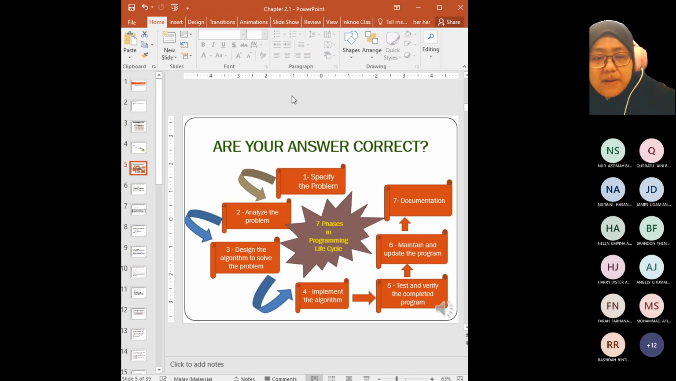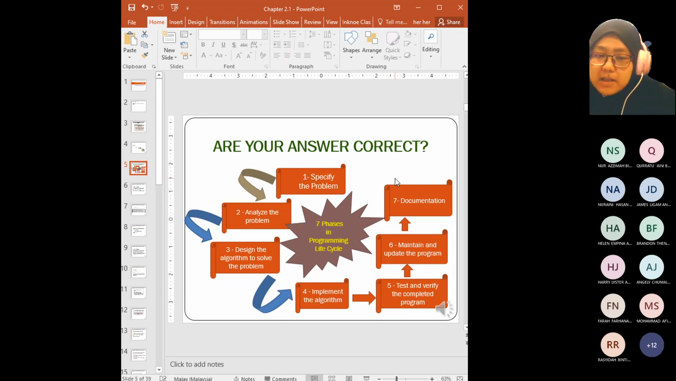So kita dah tengok jawapan tadi. So jawapan tadi tu, nombor 1 dia ialah specify problem, nombor 2 ialah analyze the problem, nombor 3 design the algorithm, nombor 4 implement algorithm, nombor 5 test and verify completed program, number 6 maintain and update program, number 7 documentation. So sebelum kita boleh buat, before you can create a program, you need to know the phase. So while creating a program, you will go through each of these phases.